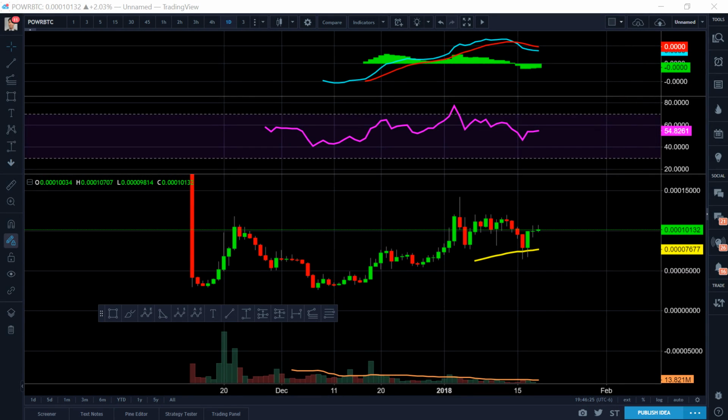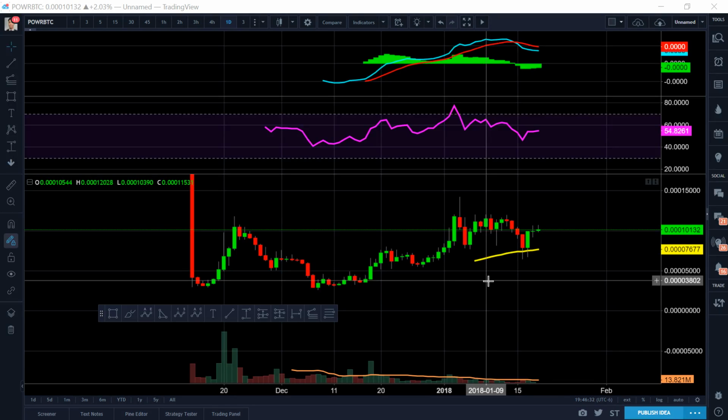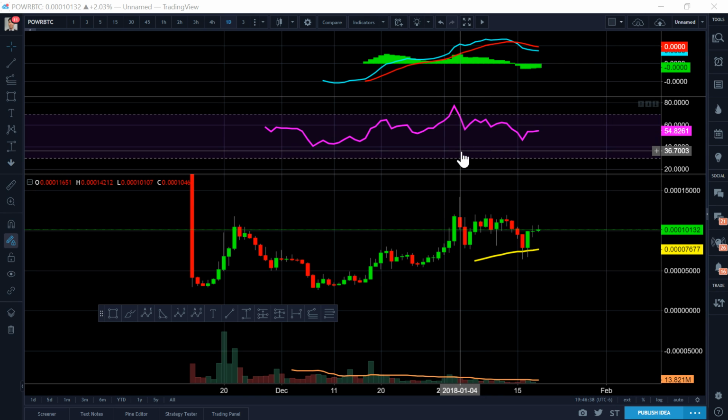It's now January 18, about 8 p.m., and Power Ledger was requested. I remember this coin went on a tear in December, and then it just fizzled off like every other coin did in January.